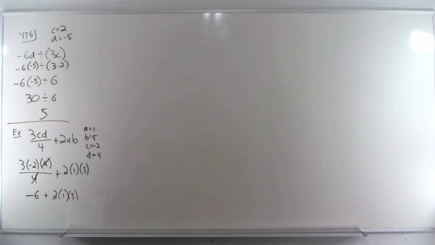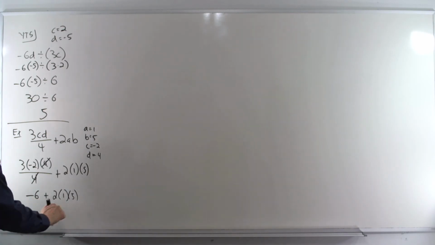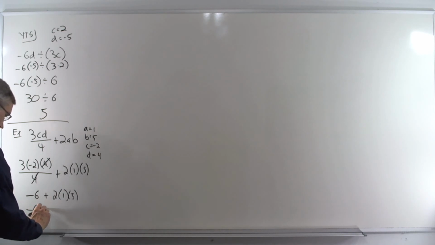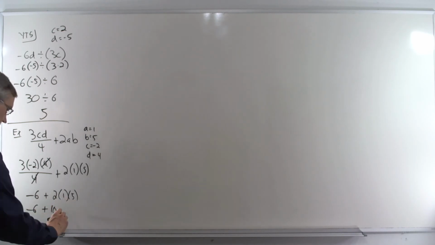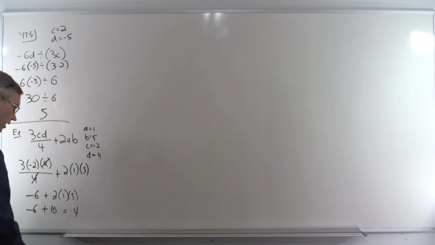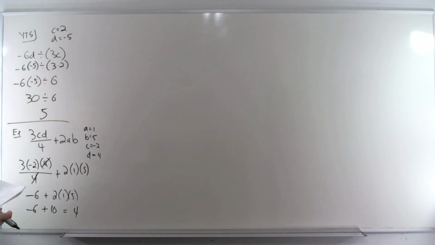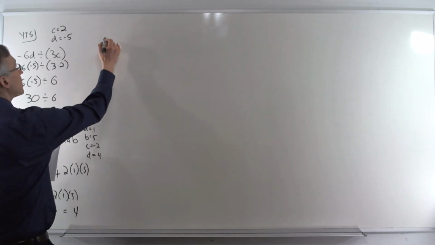Now multiplication is next, so don't work left to right here, because we have addition here. Addition and subtraction is always last. We're going to multiply over here, and we get negative 6, plus 2 times 1 times 5 is 10. Add those together, and we get 4. Your turn, number 6.